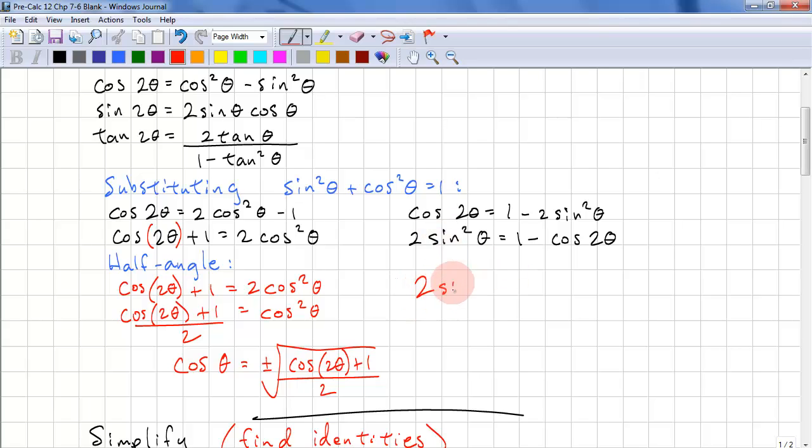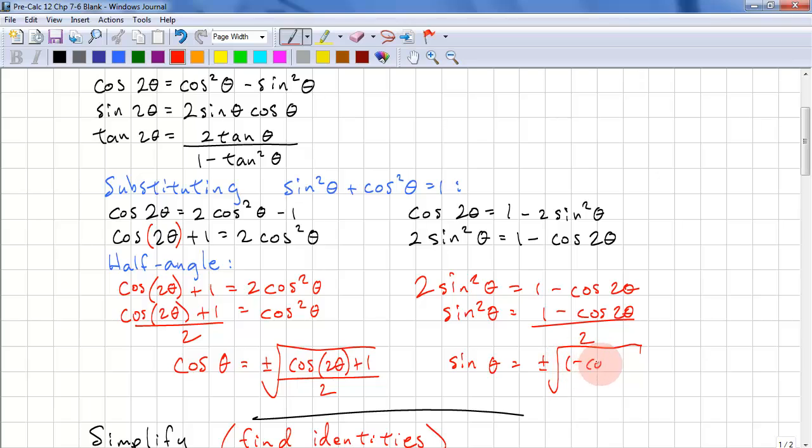And for this one, we have 2 sine squared theta equals 1 minus cos 2 theta. We divide both sides by 2. And we can't cancel these out. Remember, this one is in the parameter. This one is a constant. So this is multiplying the angle by 2. This is dividing the trig ratio by 2. Now we take the square root of both sides. We get sine theta equals plus or minus square root 1 minus cos 2 theta over 2.